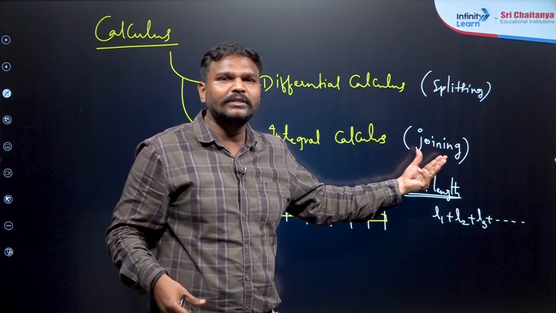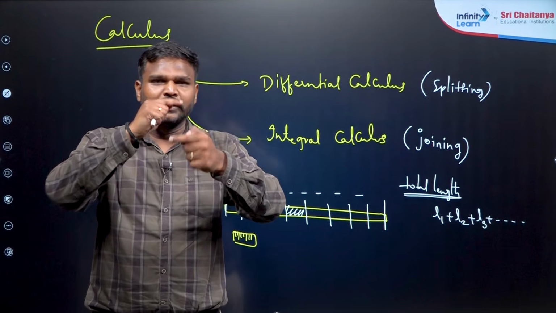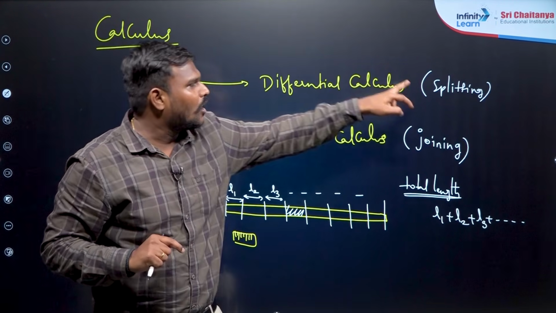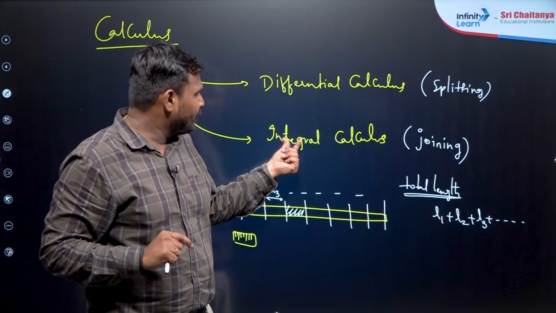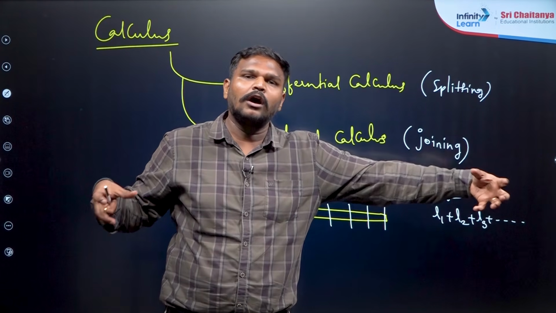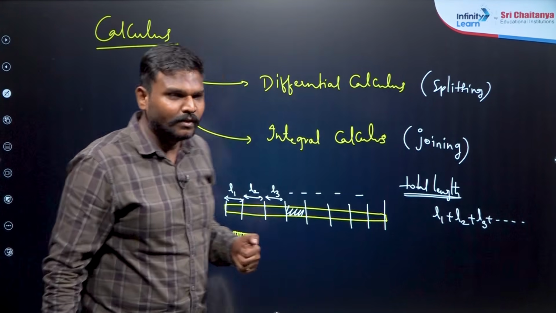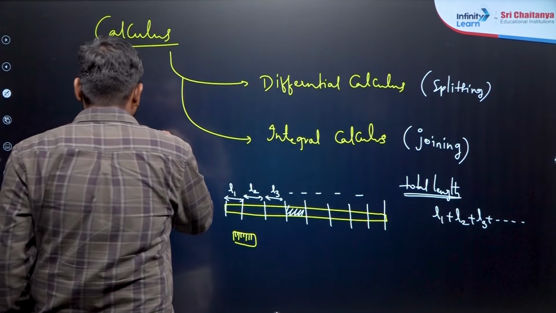So that we will do in the integration. Both of them are reverse to each other. Here input is the function, output is the smallest piece. Here input is the smallest piece, output is the value of all the pieces combined. That is integration. I hope it is clear. We are good to go to the next one, sir.